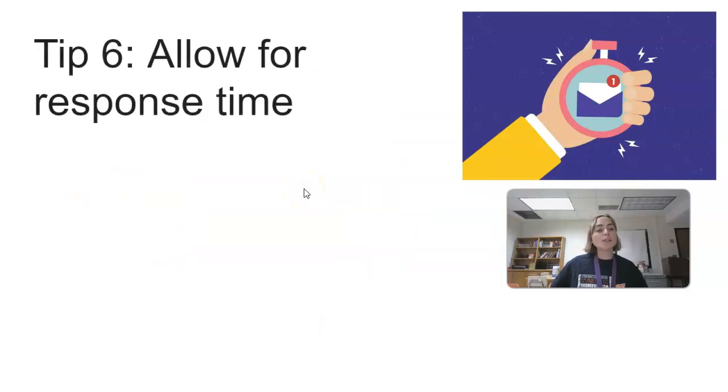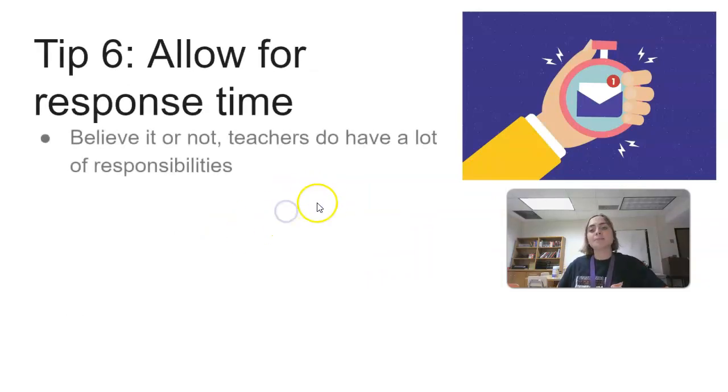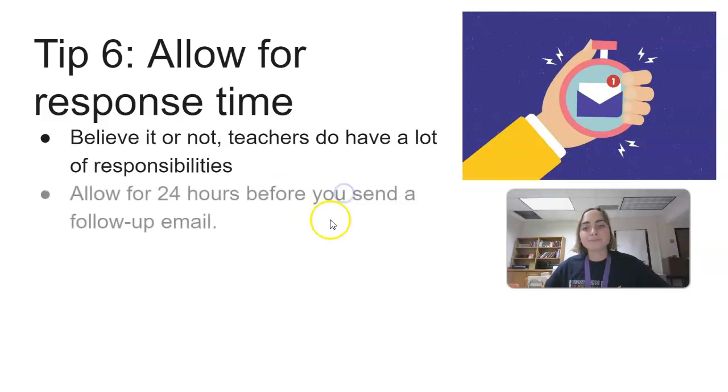Tip number 6 is to allow for response time. So this is saying that if you send me an email maybe at like 8 p.m., I'm not going to respond to you that night, okay? I don't check my email after like 4 or 5 p.m. Teachers, we have a lot of responsibilities. I want to get back to you. I want to respond to you, but it might not be right away.